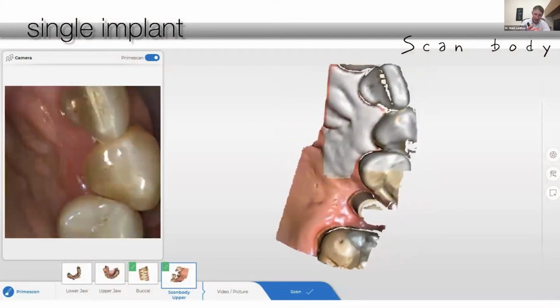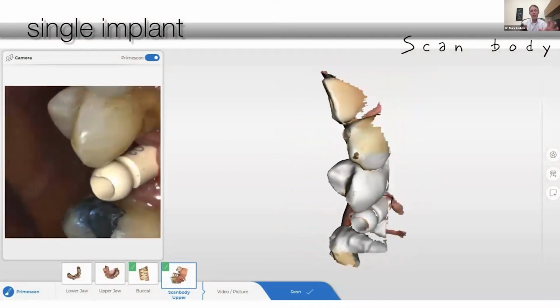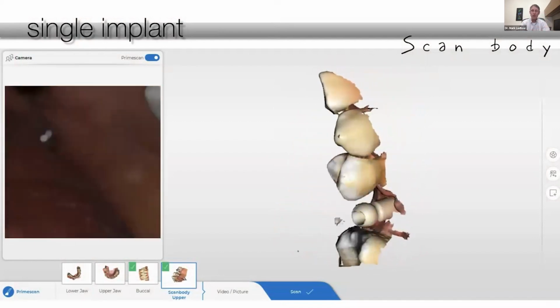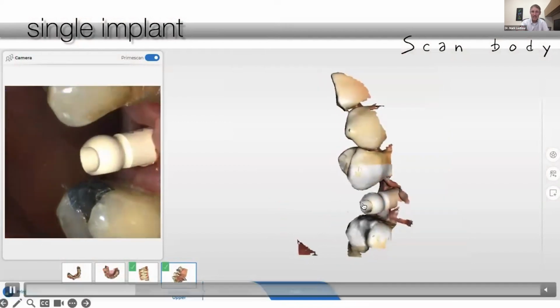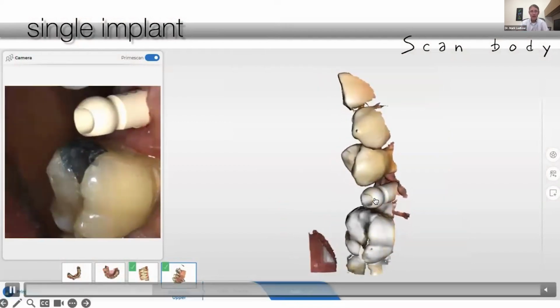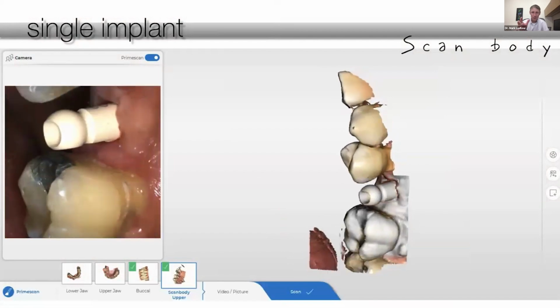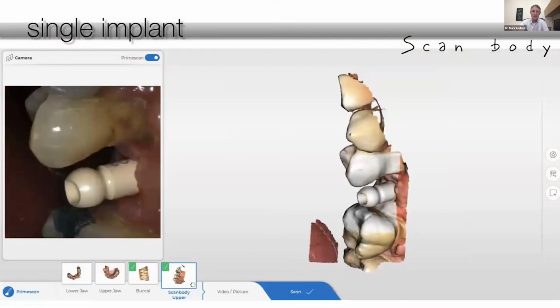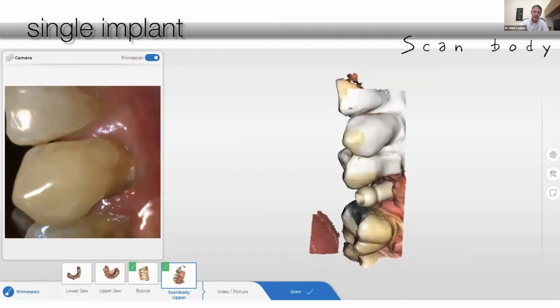Now, if we move up to implant types of restorations, it's exactly the same workflow. Scan the upper, scan the lower, scan the bite. The only thing else you're going to add here is this little piece that we see here called the scan body. And again, this was a brand new student scanning these things for the first time, and it goes ahead and gets this.